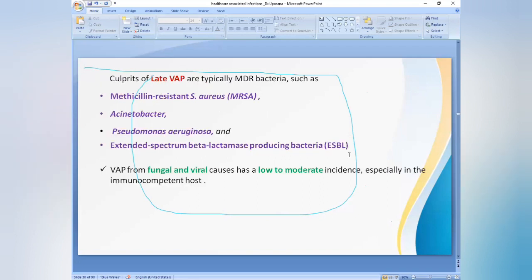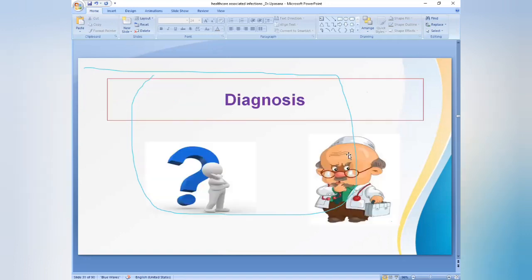The culprits for late VAP, beyond 48 hours, are mainly multi-drug resistant bacteria. We have multi-drug resistant Klebsiella pneumoniae, which is being treated very well nowadays with newer beta-lactam beta-lactamase inhibitor combinations. Then we have methicillin resistant Staph aureus, Acinetobacter, Pseudomonas aeruginosa, and ESBL producers. Fungal and viral causes also contribute to VAP with low to moderate incidence.